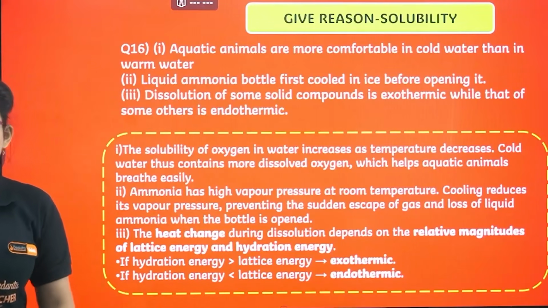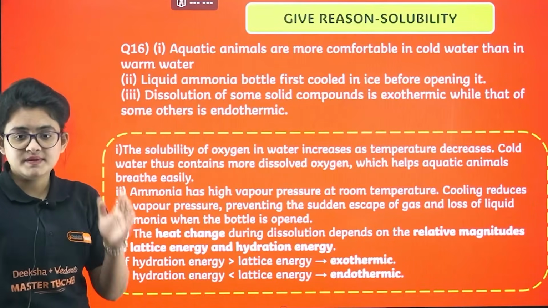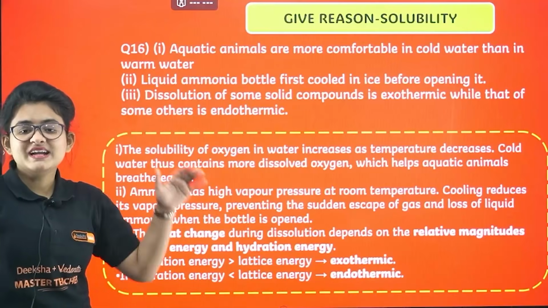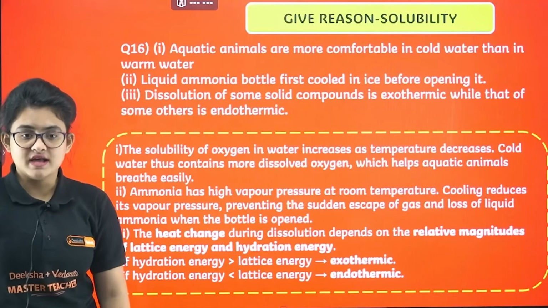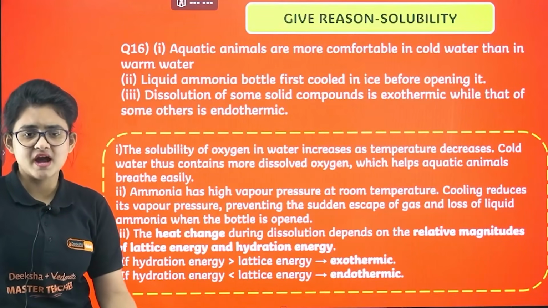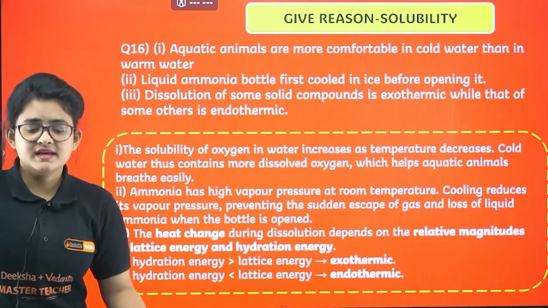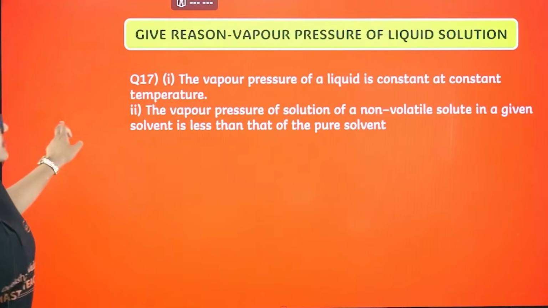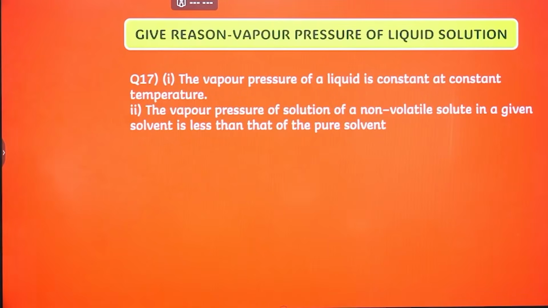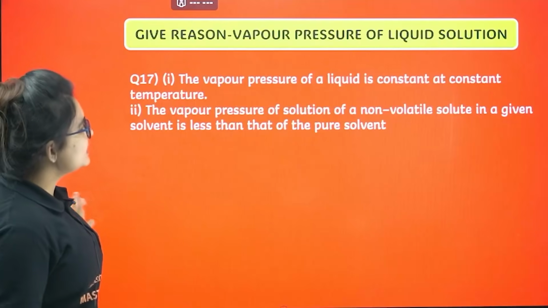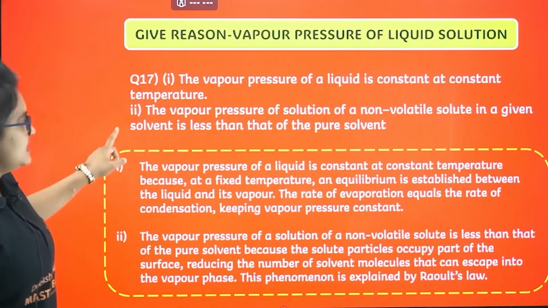That's it. So it is completely dependent upon the relative magnitude of the lattice enthalpy and hydration enthalpy. I guess it's clear to you. Let's proceed. Next question: the vapor pressure of a liquid is constant at constant temperature.